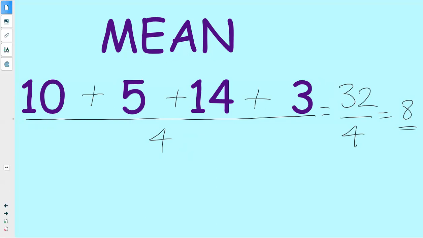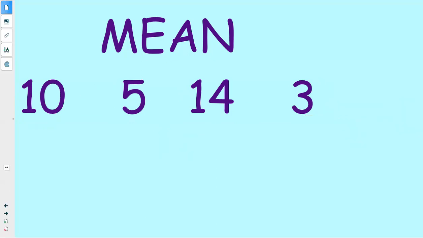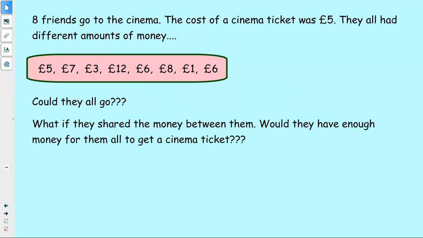Okay. All right. Little story here. 8 friends go to the cinema. The cost of a cinema ticket was £5. They all had different amounts of money. So there's 8 friends. One of them had £5, one had £7, and the others had £3, £12, £6, £8, £1 and £6. Could they all go? That's the first question.